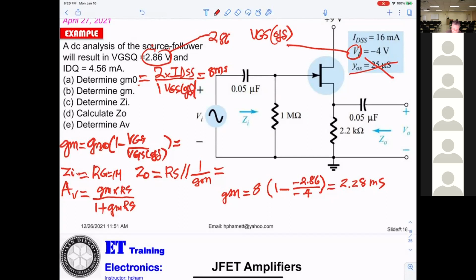2.28. Okay, now see 2.86 divided by 4, minus 1. Okay. Times number 8. 2.28. Take your answer. Okay, so minus is a plus. So plus the plus.